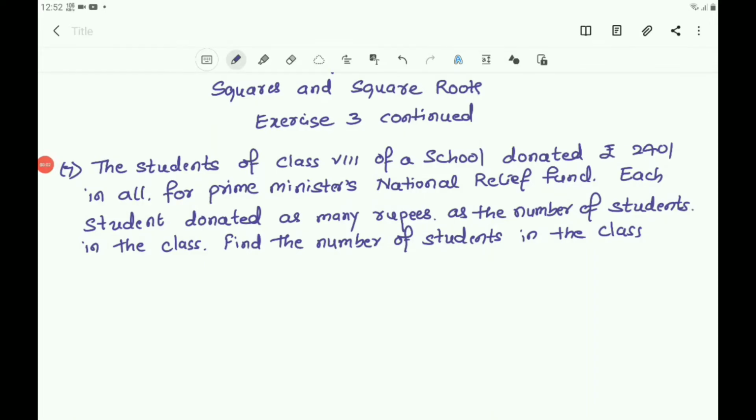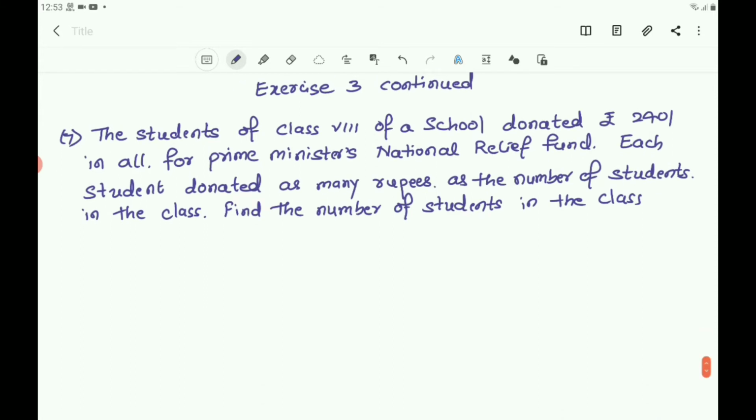Dear students, let us continue the chapter Squares and Square Roots. Now let us continue Exercise 3, the 7th question. The students of class 8th of a school donated rupees 2401 in all for the Prime Minister's National Relief Fund. Each student donated as many rupees as the number of students in the class. Find the number of students in the class.